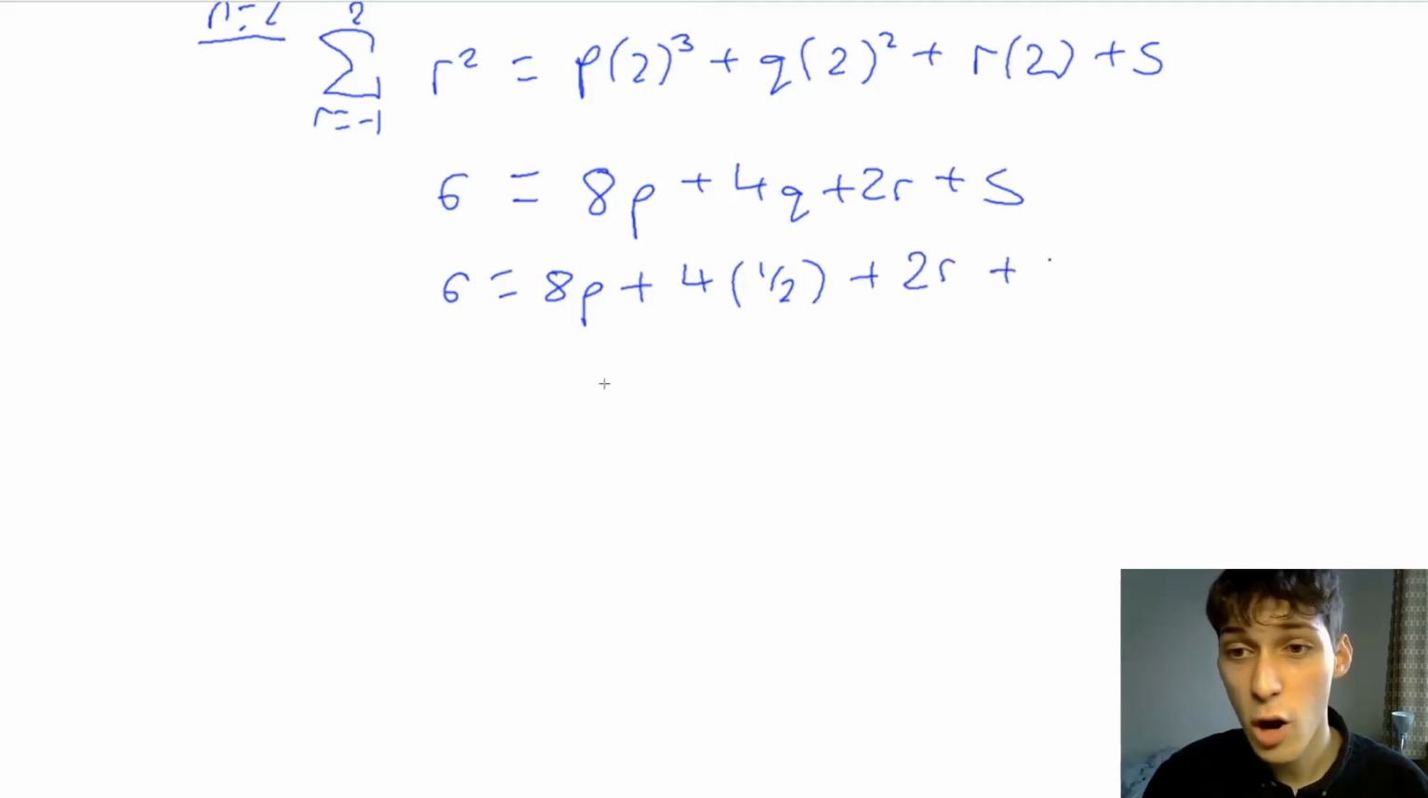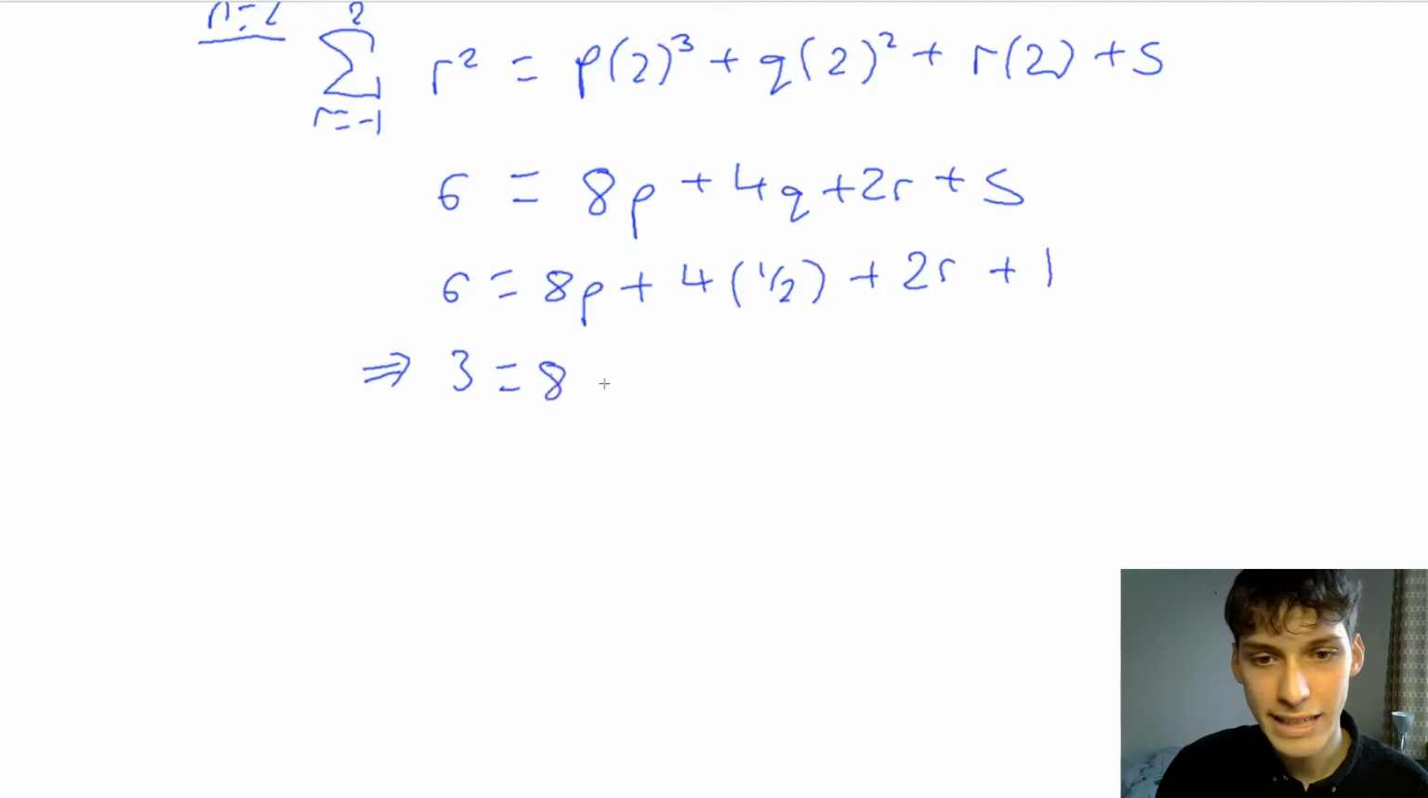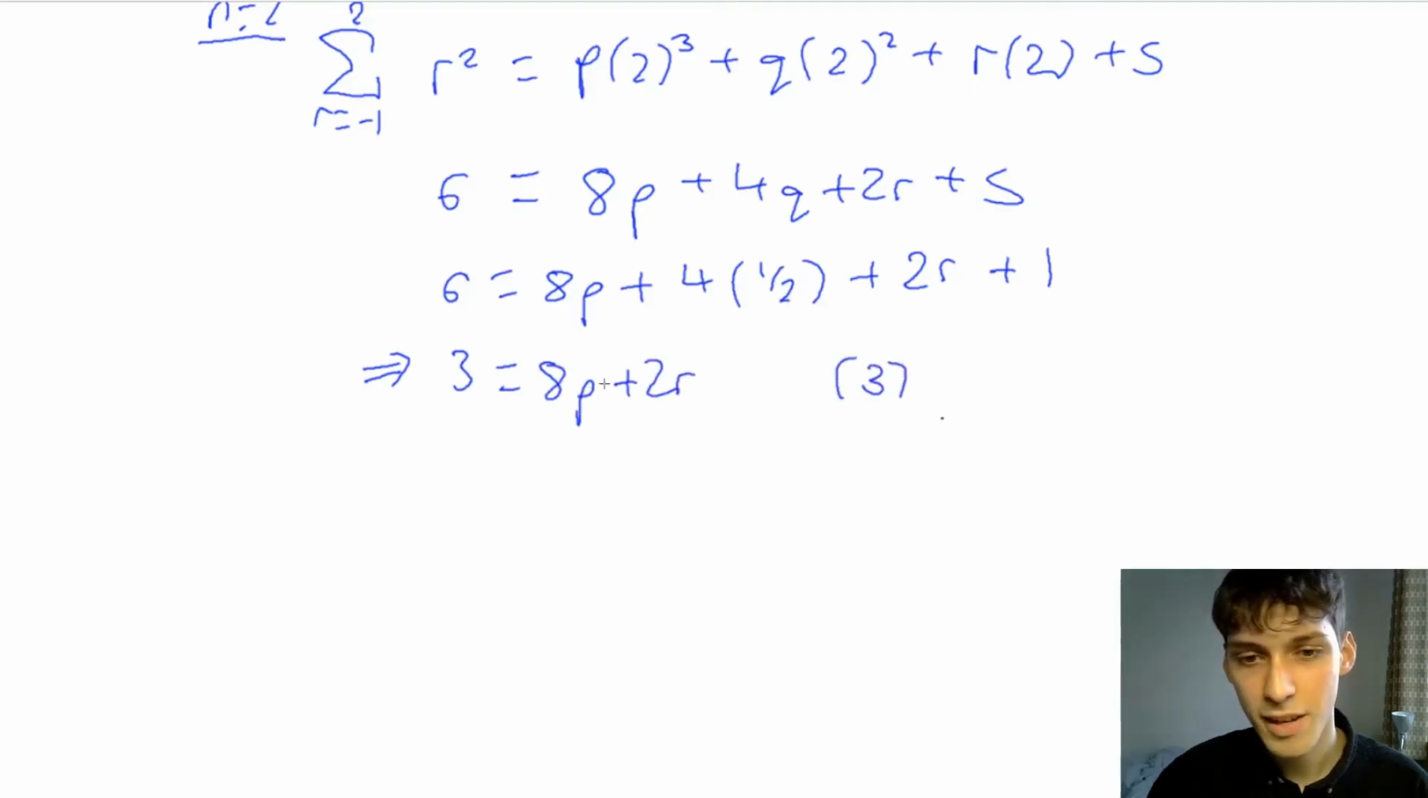Plus, so we already know what s and q are, so why not get rid of them? And let's simplify this by grouping terms. We get 3 is equal to 8p plus 2r. And let's call that equation 3. So it's looking good. We've got an equation for p and r.